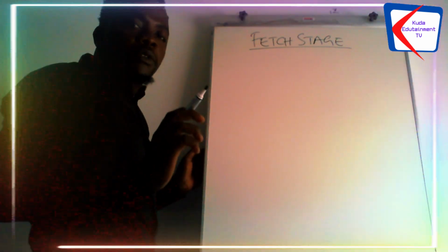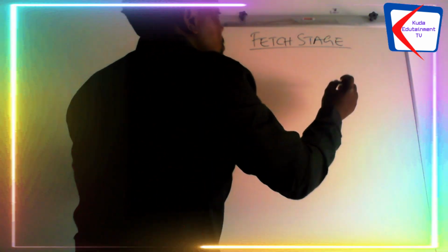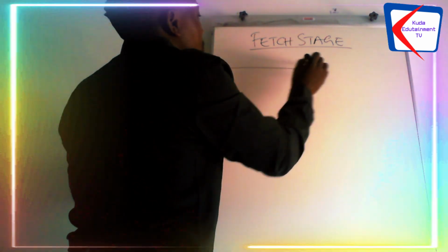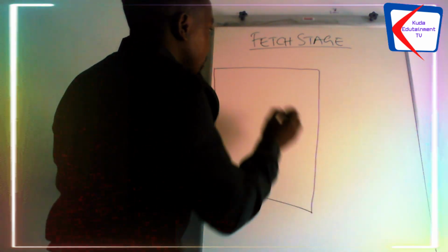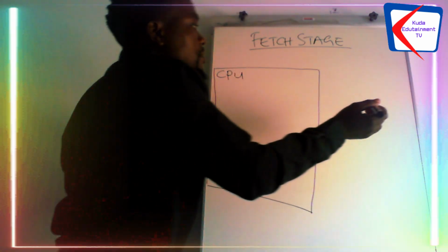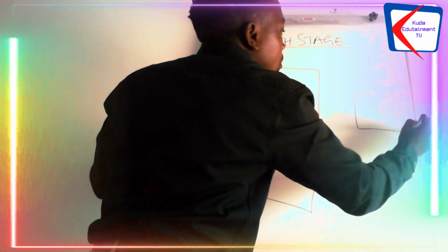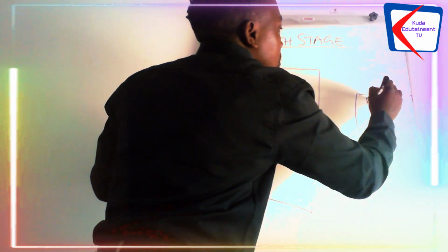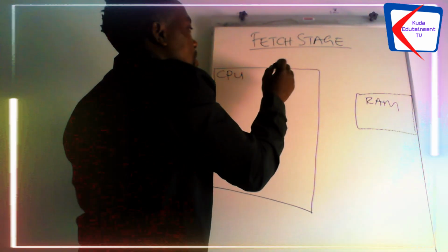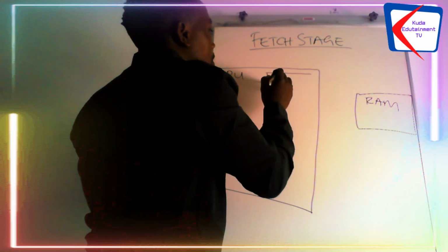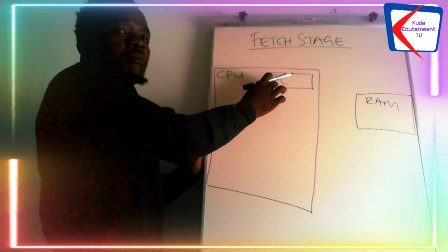On this diagram, we have two main parts, which are the CPU and the random access memory. So we have our CPU like this. That is our CPU. Then we also have our RAM, our random access memory. So let's say this is our RAM. The first thing that we have inside our CPU is the PC, or the program counter. It is abbreviated as PC. PC stands for program counter.